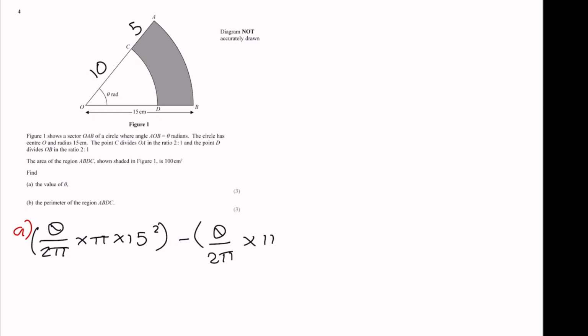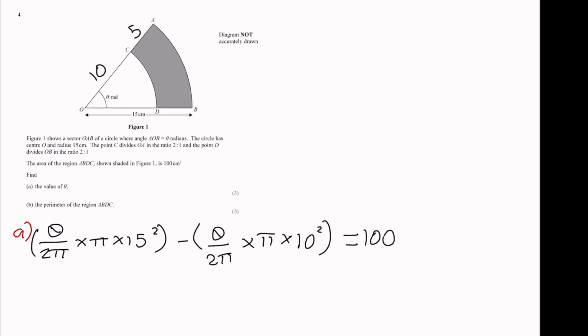This time the radius for the smaller sector is just this bit here, is 10, so that's times 10 squared, and that is equal to the shaded section, that is equal to 100.